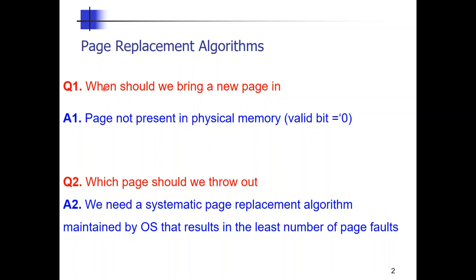Now, when we have a page fault, meaning that the page is not in the physical memory, which is suggested by the valid bit in the page table being a 0, that would mean that we would need to refer to the disk drive to bring in the page from the disk into the physical memory. But when we do this, if the physical memory is full, meaning all the frames are occupied, then we would need to throw out a page.